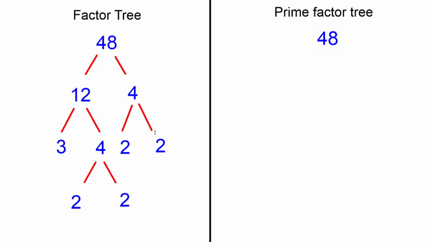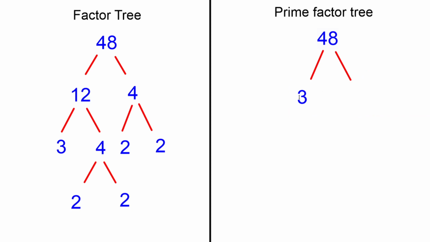Now let's compare the same thing, but with a prime factor tree. So over here, I need to choose a number from the very beginning that I know is a prime number. So that means only the number itself and 1 can be multiplied together. Okay, so I'm going to use 3.